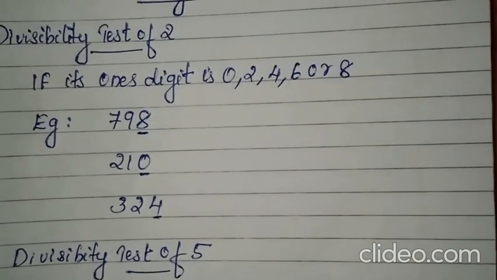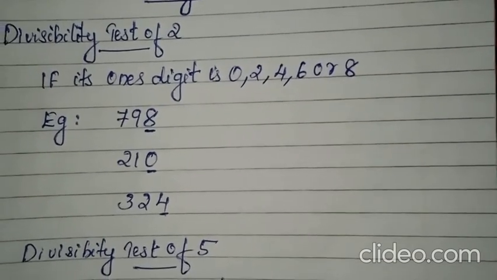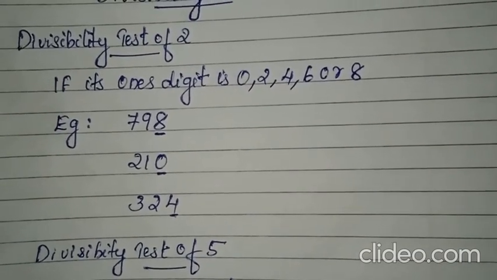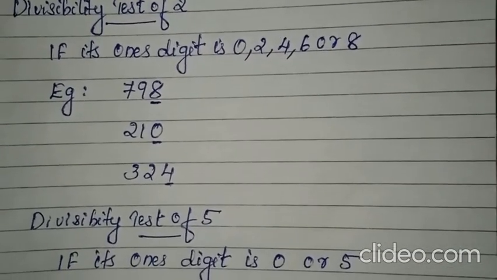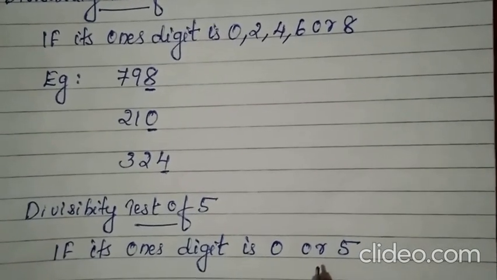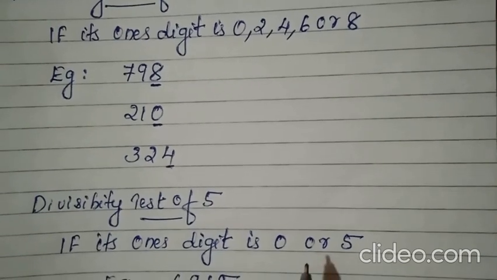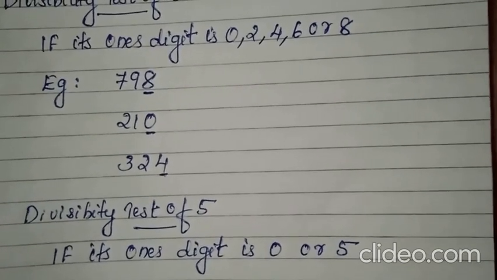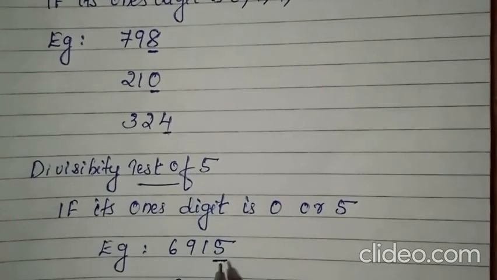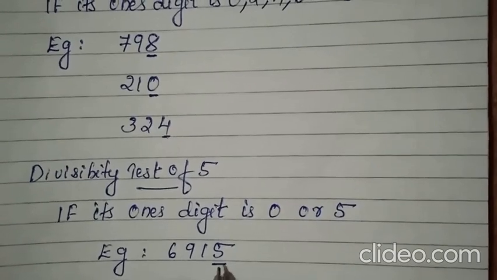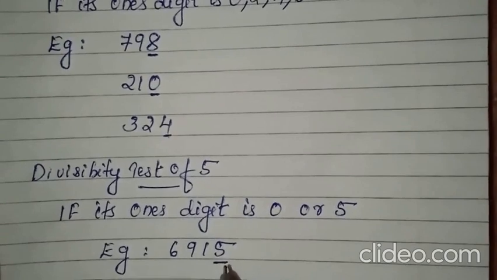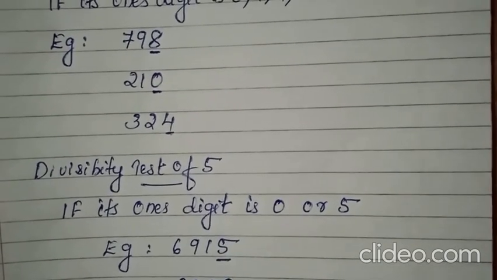Next we are going to study the divisibility test of 5. How do we know a number is divisible by 5? If a given number's ones digit is 0 or 5, then we can say that that number is divisible by 5. Let us go through an example. 6915: the ones digit, that means the unit digit, that means the last digit, is 5. So we can say that this number is divisible by 5.